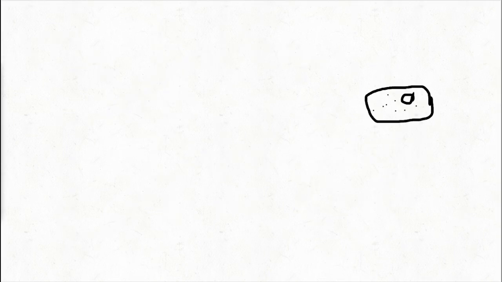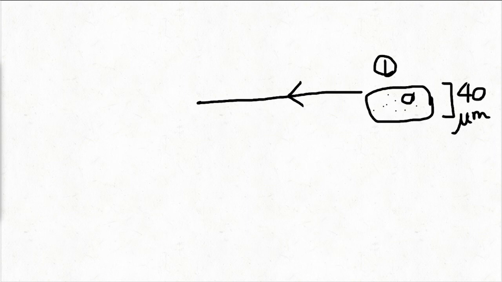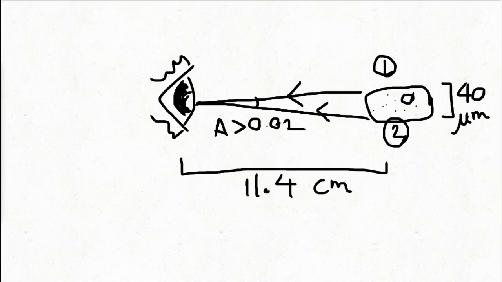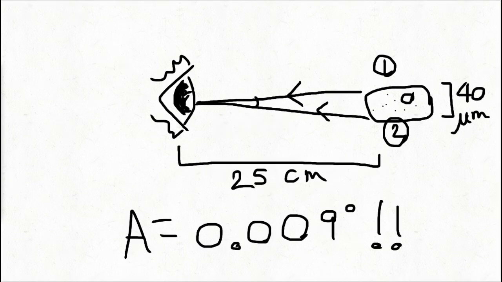We want to see an onion cell. It is 40 microns thick. This is wall 1, this is wall 2. For us to not see a blurry mess, the rays from wall 1 and wall 2 must make an angle greater than 0.02 degrees. That means keeping the eye 11.4 centimeters away from the cell. The problem is we can't focus on anything that is closer than 25 centimeters. At 25 centimeters, the angle is 0.009 degrees, much smaller than the limit.